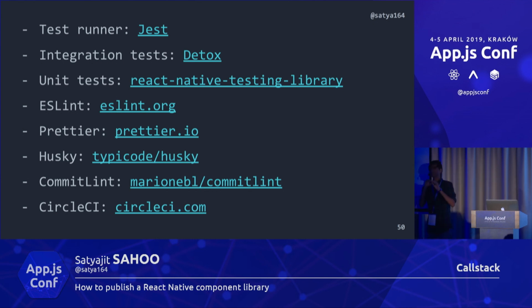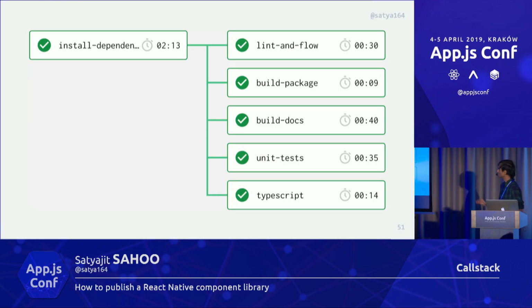It lints your commit message. I like to format my commit messages because then I can automatically generate a changelog from them. So that's one thing I like to do. And then I run all of these tests on CircleCI. It's a great feeling to see all these green check marks.